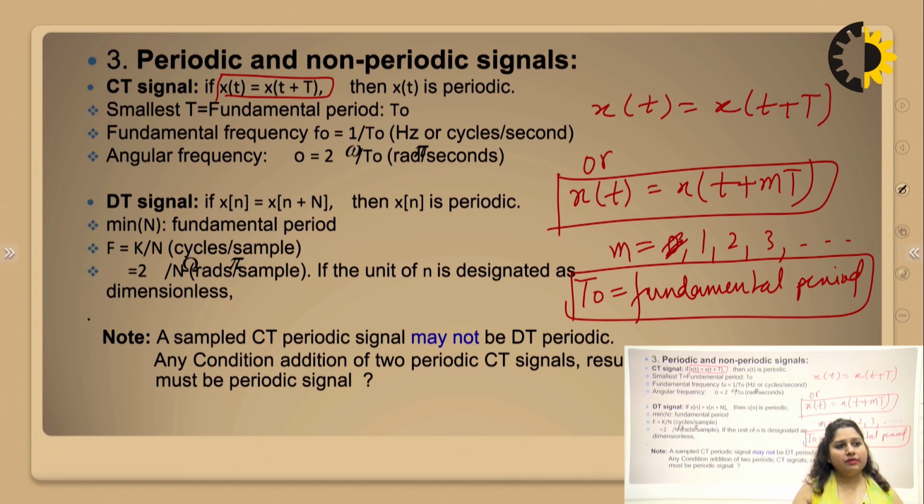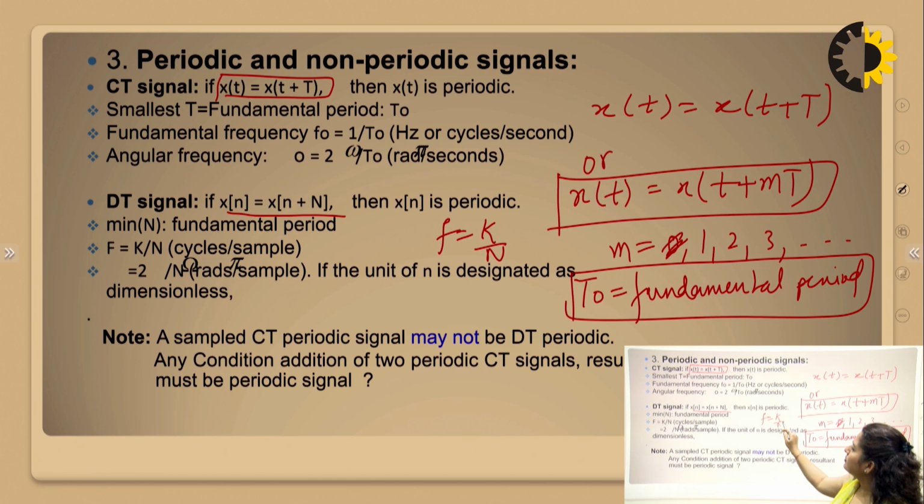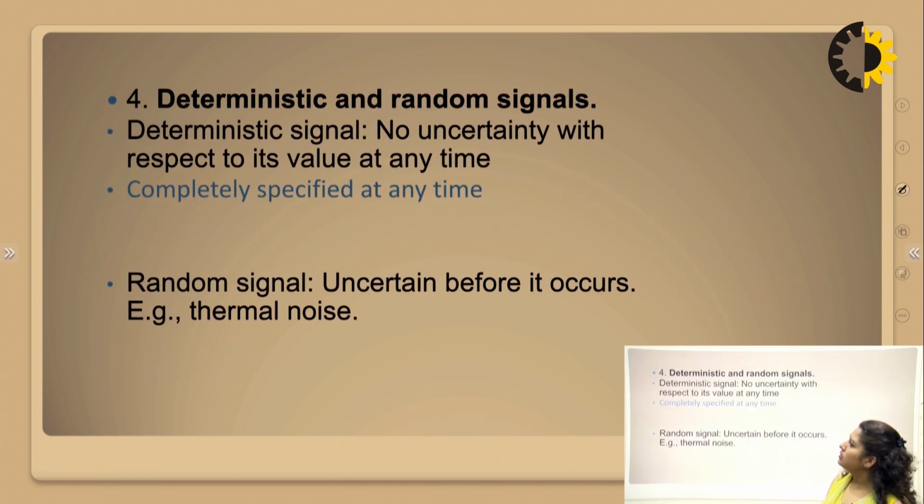It can be periodic with 2 pi, 4 pi, 6 pi, 8 pi and so on, for an odd or even number of periods. But the fundamental period is kept to be 2 pi because it is the smallest value. Similarly, for a discrete time signal, x[n] is equivalent to x[n plus N], where capital N is the fundamental period, or you can represent it as n naught. With the help of the formula f is equivalent to k by N, we can find out the value of capital N here. So the next category is deterministic and random signals, which is also a broad category of signals.